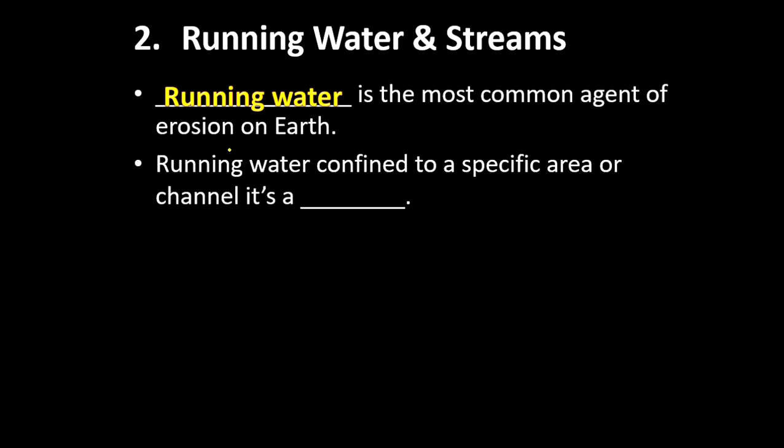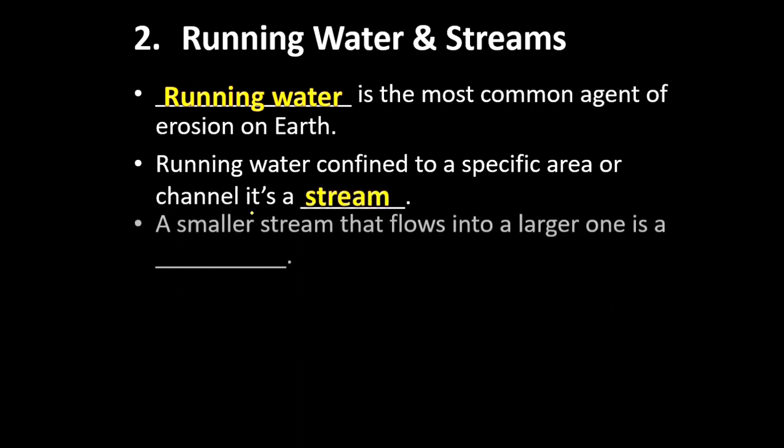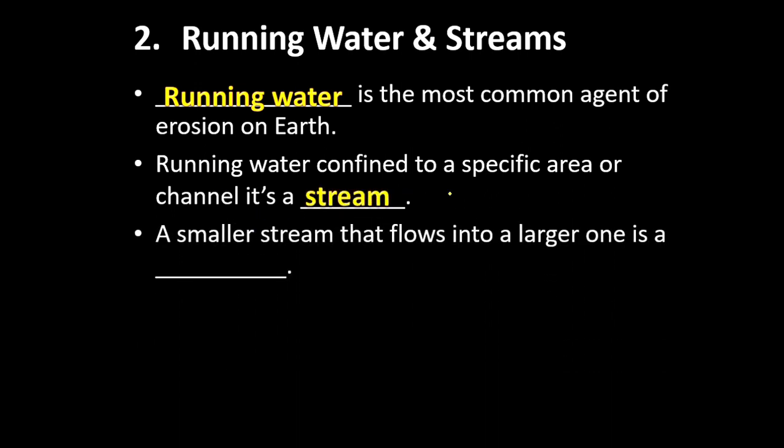The water is going to erode and carry those sediments away. Now, when we have that running water and it's confined to a specific area or a channel, it's known as a stream. So water is going to run over rocks and surfaces, and it's going to work its way into a certain area that we call a river or a stream. And when we have smaller rivers or streams that flow into larger ones, they are known as tributaries. They contribute to that water flow.